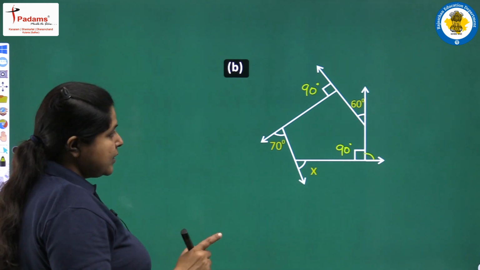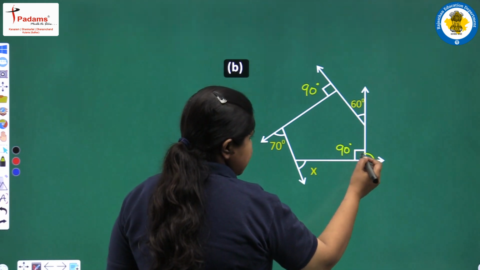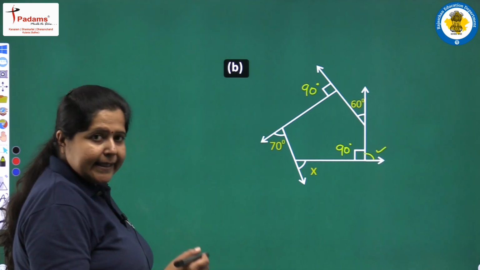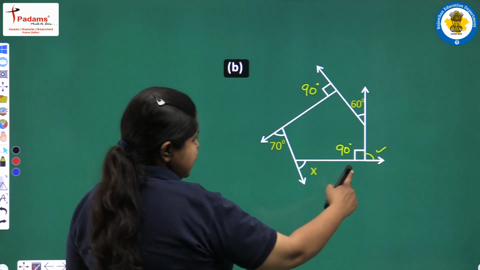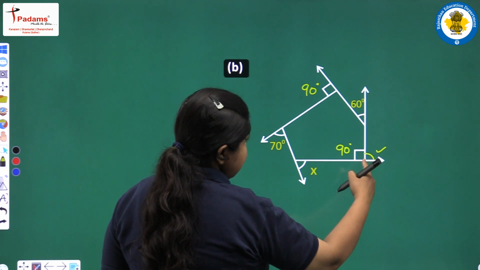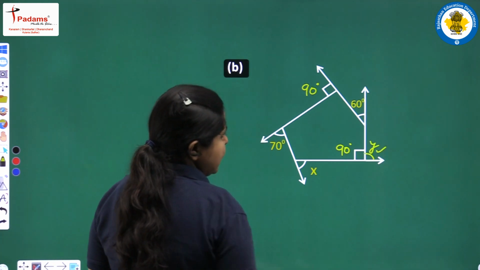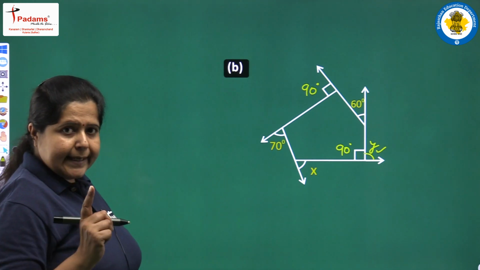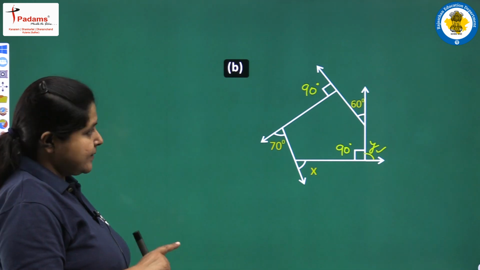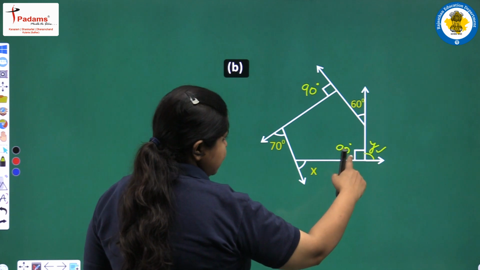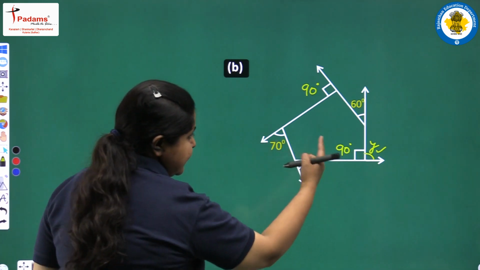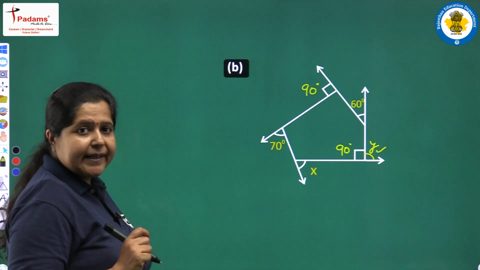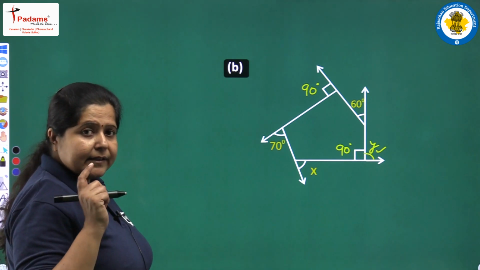So, first of all, with the help of this 90 degrees, we will find out this angle and then we will find out x. So, how can we find this angle? Clearly these 2 angles, let us name it y. First we will find out y and then we will find x. To find out y, we will use the property of linear pair. This 90 degrees and this y, they both are making a linear pair.